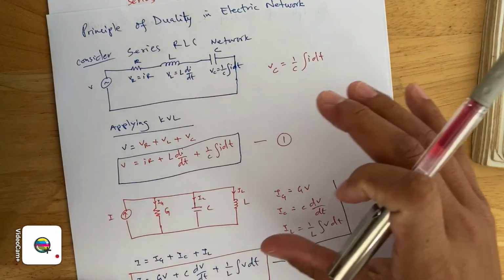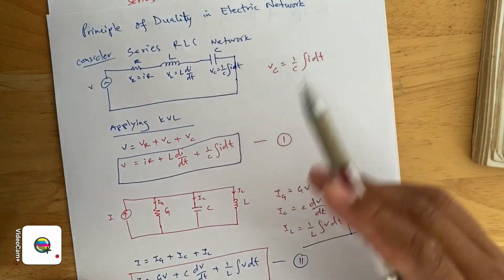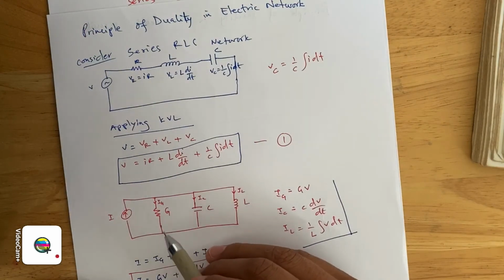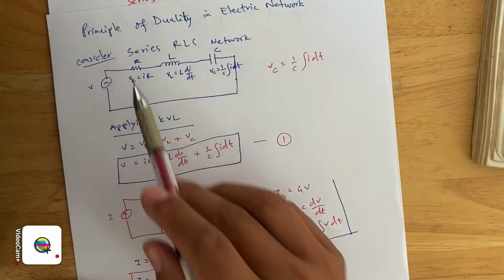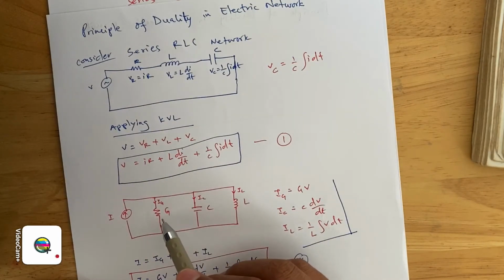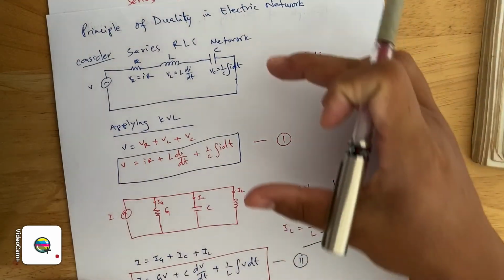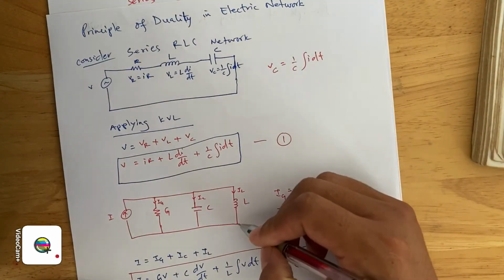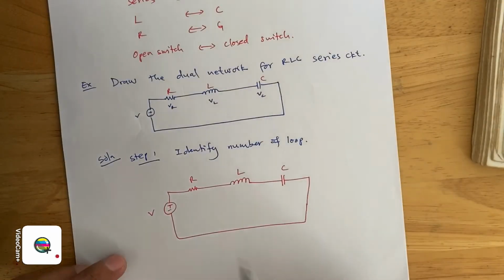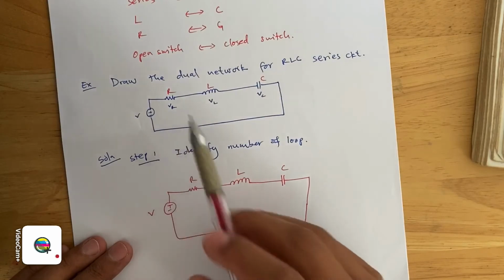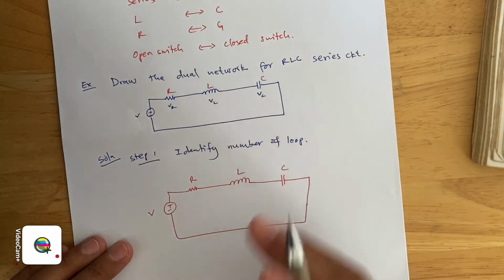In this explanation, I have not touched on how we got here, how R is replaced with the G, which is in parallel with the current source. I have not shown how we have reached this network. Now in our example, I'm going to explain how we are going to develop this into an RLC parallel circuit.